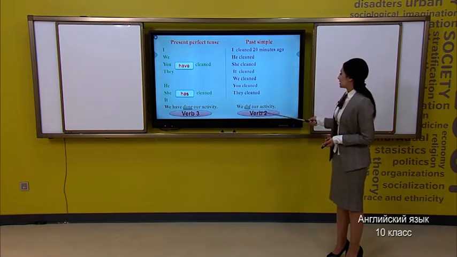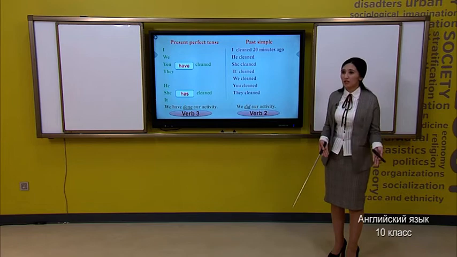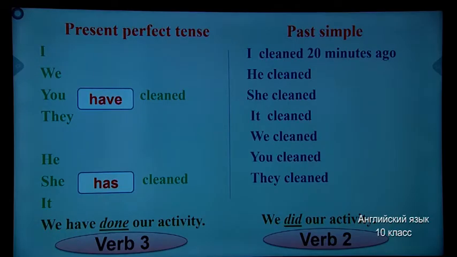Here, we did our activity. Maybe you did it yesterday or 2 days ago. Maybe your teacher checked it or not. The sentence doesn't tell about it. Another difference is we use verb 3 in present perfect and verb 2 in past simple.